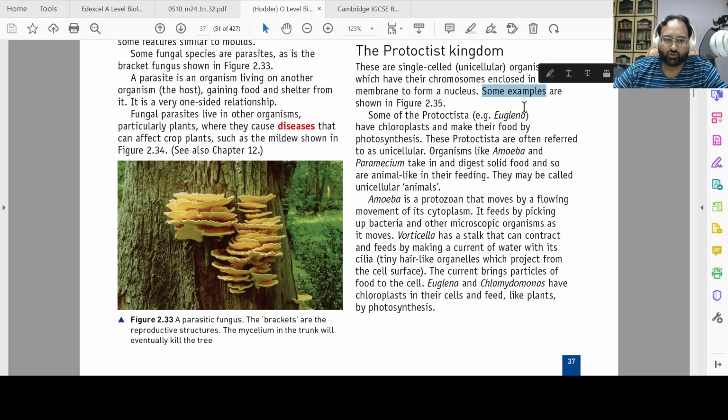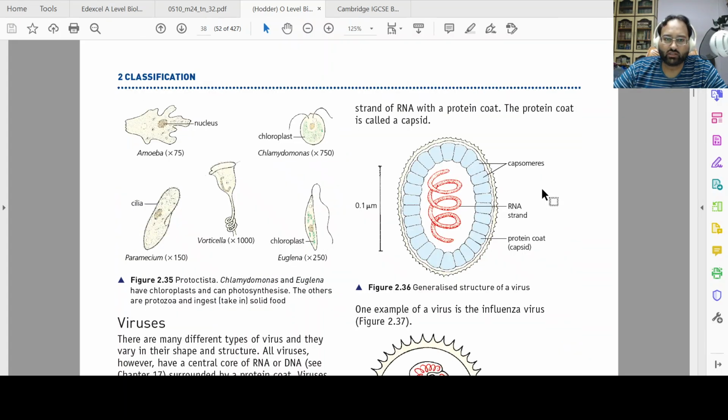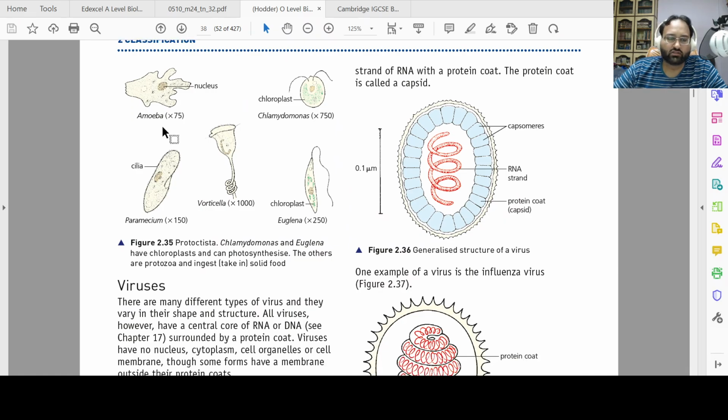Some examples are shown in figure 2.35. So let's scroll ahead. So these guys, the amoeba, if you've heard of the amoeba, that is a protoctist, and then paramecium and vorticella, and these two guys, which I'm not going to pronounce. So they're different kinds of protoctists.